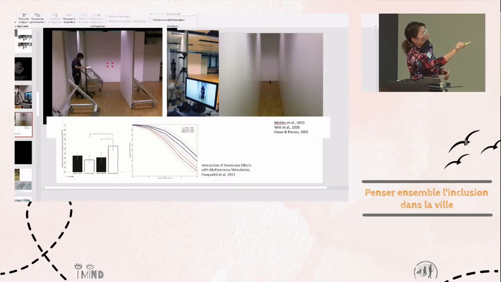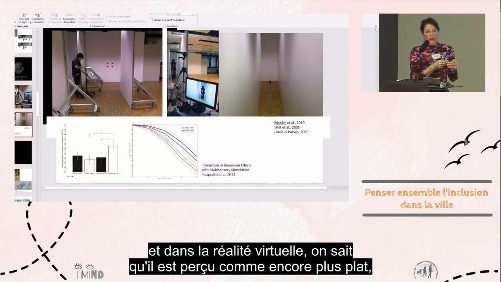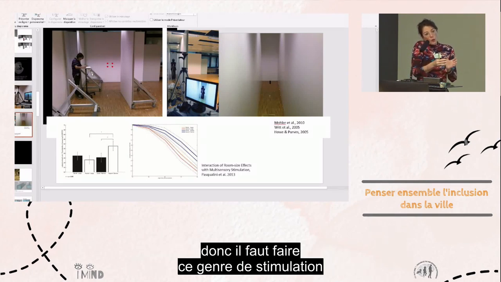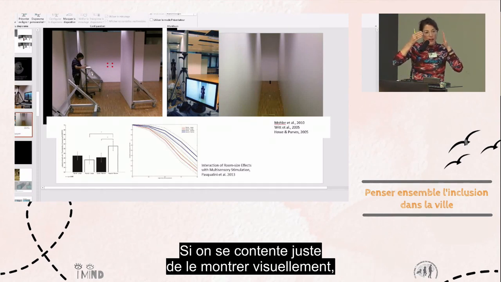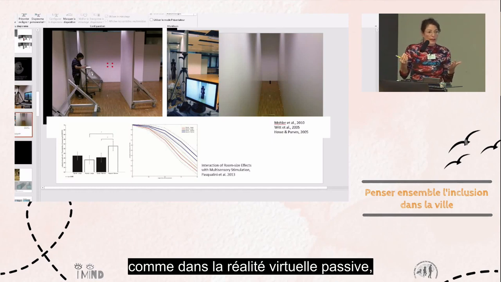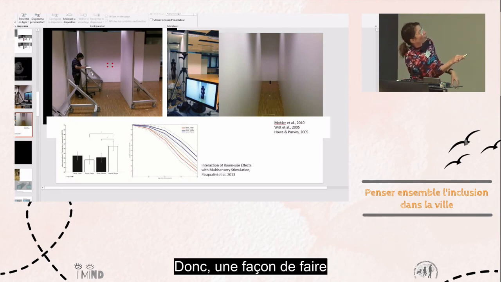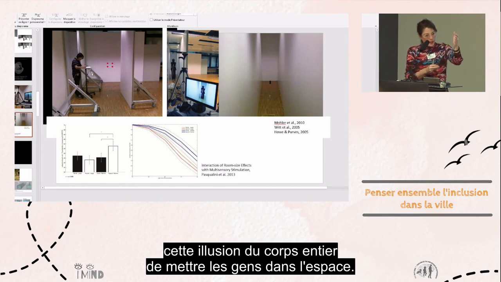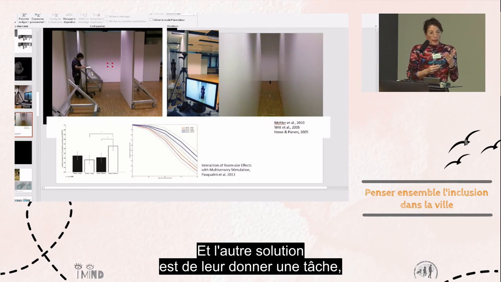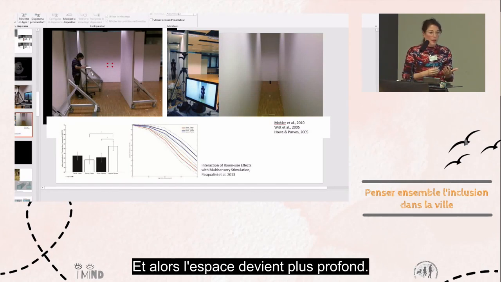For this task, actually, we assume that the space is flattened in virtual reality. We know that it's perceived as flatter. So you need to do this kind of stimulation or to give people a task so that they move in the space. If you just show it visually, like it's done in passive virtual reality, the space is much flatter. So one way to do it would be to augment the space by using this tactile stimulation, this full body illusion that you put people into the space. And the other way would be to give them a task, to give them objects they can interact with, and then the space becomes deeper.